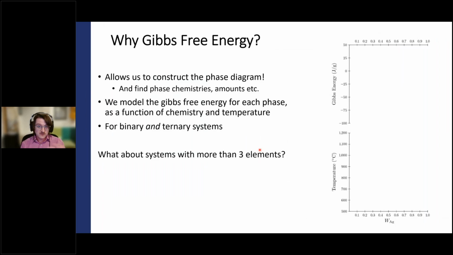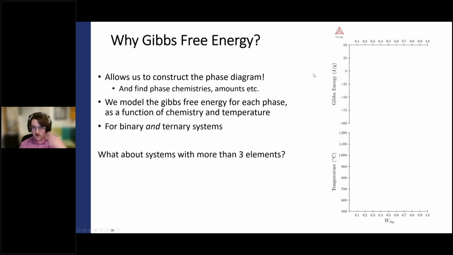And so at the core, as I mentioned, we're modeling the Gibbs free energy. And why do we do Gibbs free energy here? Well, that's because it allows us to construct the phase diagram. And apologies, it was supposed to start when I clicked on the slide, but it didn't.